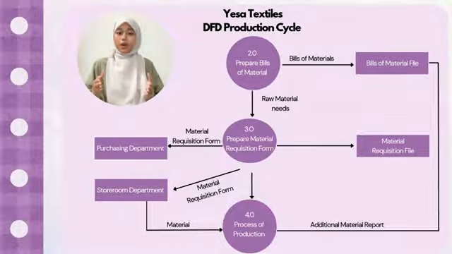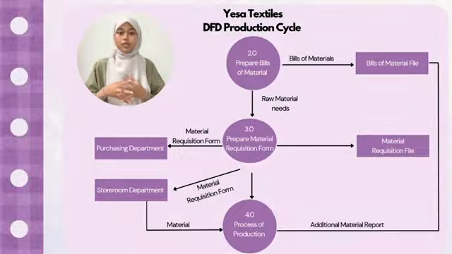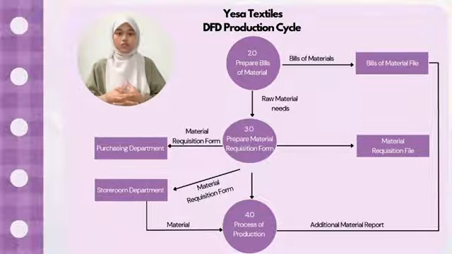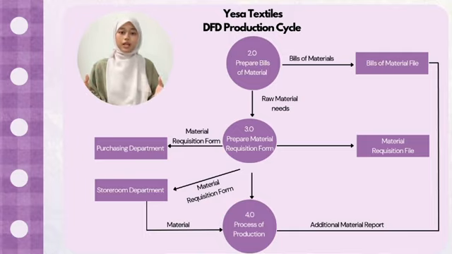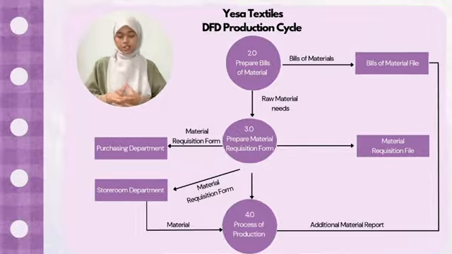This creates a feedback mechanism within the system, allowing the standard bill of materials to be reviewed or updated if actual usage consistently differs from what was originally planned. This reflects good internal controls because it means the system doesn't just plan and execute blindly. It also monitors and corrects based on the real production data.